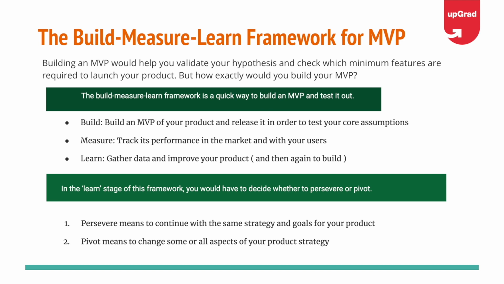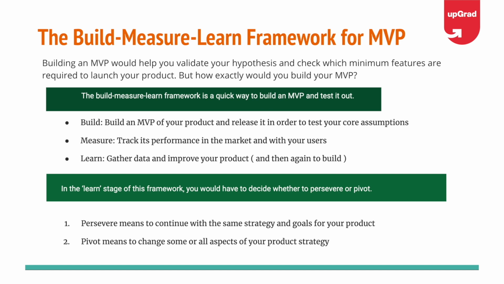Like the name suggests, it has three components. The first component is the build. That's the first part, where the MVP of your product is built and released in order to test your core assumptions. The second part involves measuring the performance with your users. This is where you learn whether your hypothesis is working or not working, right? And finally, you have the learn part, where you gather data that has been measured earlier and improve your product.